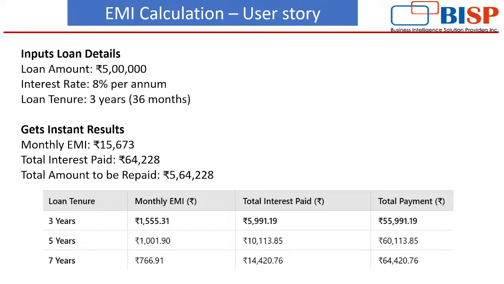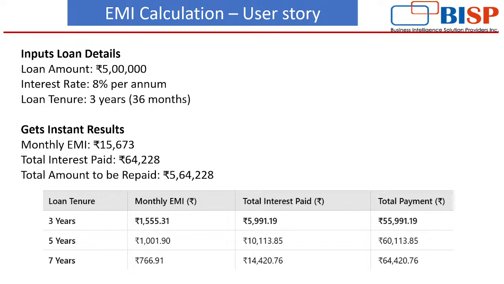So he adopts the EMI calculator, where if you see the loan details which he will input. So here the loan amount mentioned is 5 lakh, then interest rate 8%, and it is for 3 years, that is 36 months. After applying it to the EMI calculator, he gets instant results. His monthly EMI, which the EMI calculator has calculated, comes out to be 15,673.